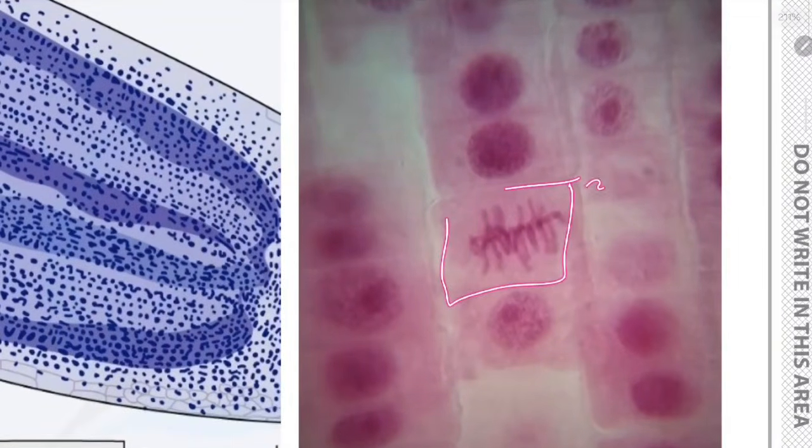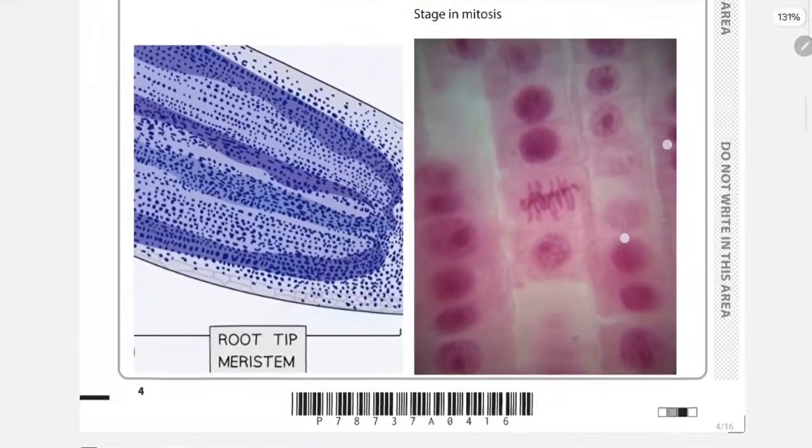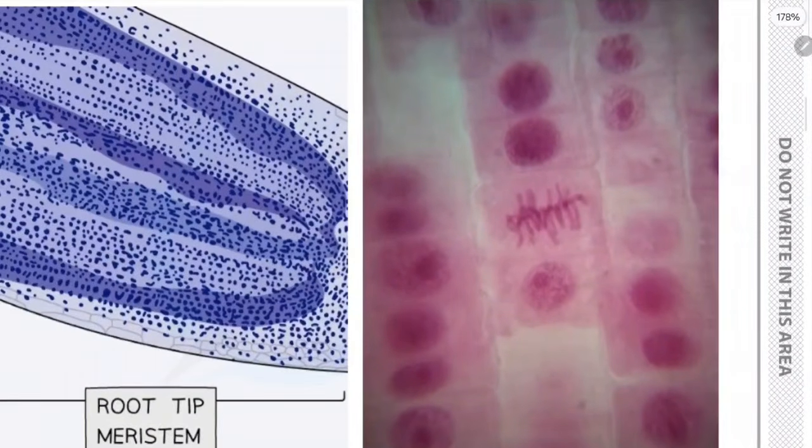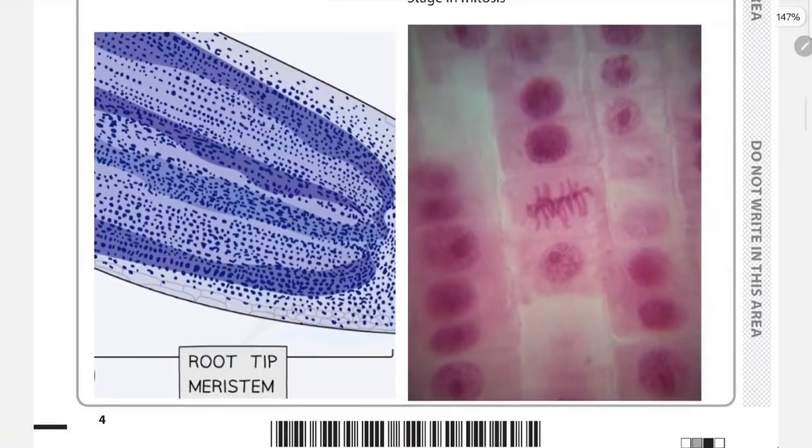For example, this is in metaphase, and these cells are all stained with acetic orcein, or whatever stain you could say. You could say methylene blue, but this one is red, so we could say this is acetic orcein. Of course, these pictures are not in the exam. I just added them for clarification.